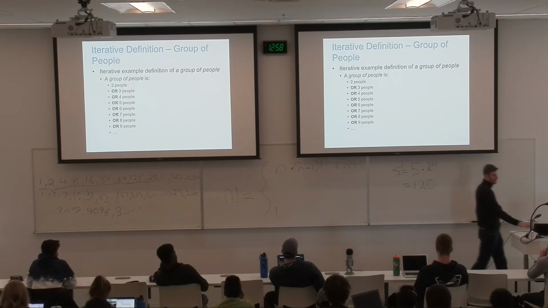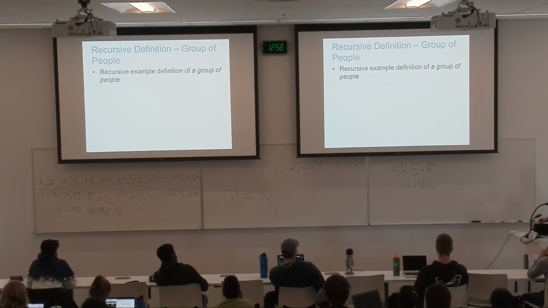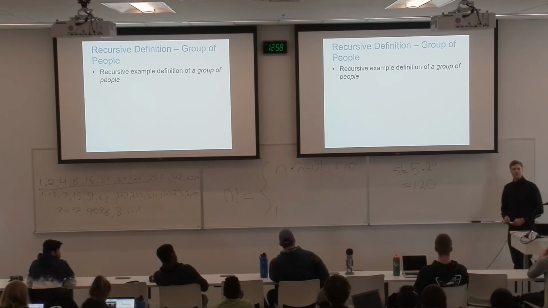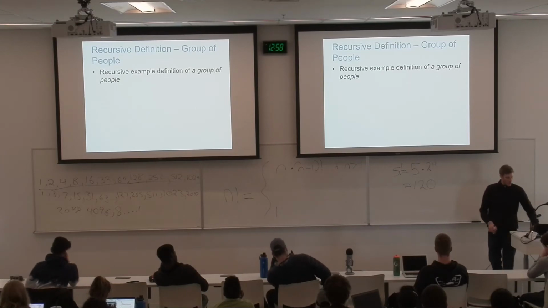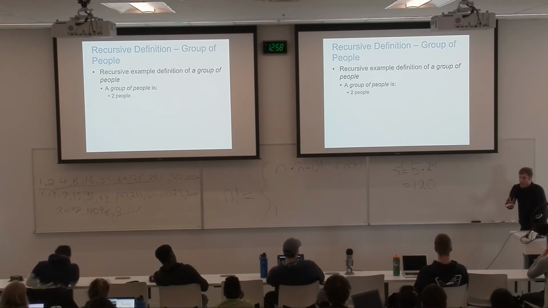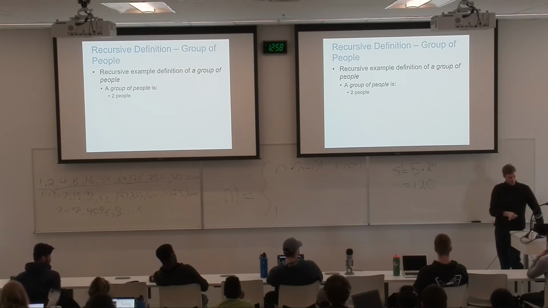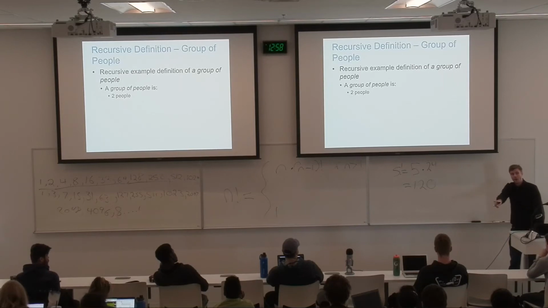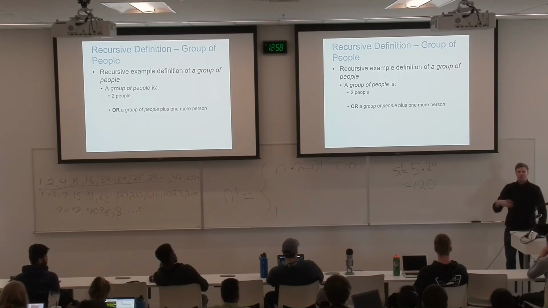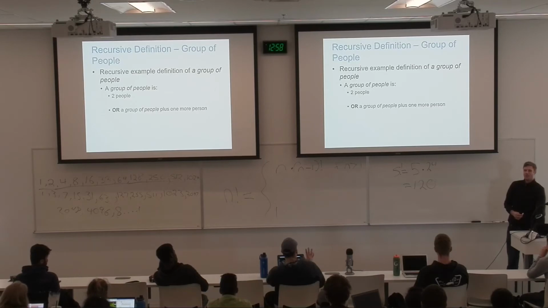So we can define this recursively. Let's define a group of people recursively. A group of people is 2 people. So by definition, if you have 2 people, it's a group of people. Otherwise, a group of people is a group of people plus 1 more person. Raise your hand if you like that. Raise your hand if you don't like that.